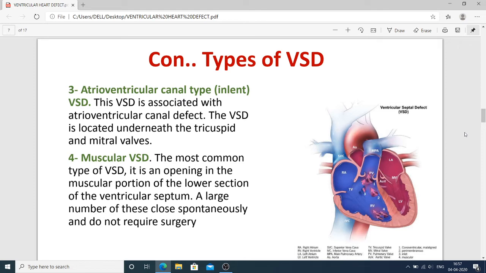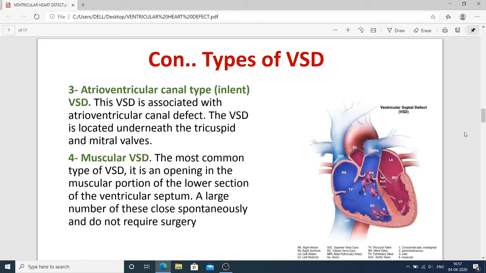Then the third one is the atrioventricular canal type. This type is present where the right atrium and right ventricle connect, near the valve. This VSD is associated with atrioventricular canal defect. The VSD is located underneath the tricuspid and mitral valves.